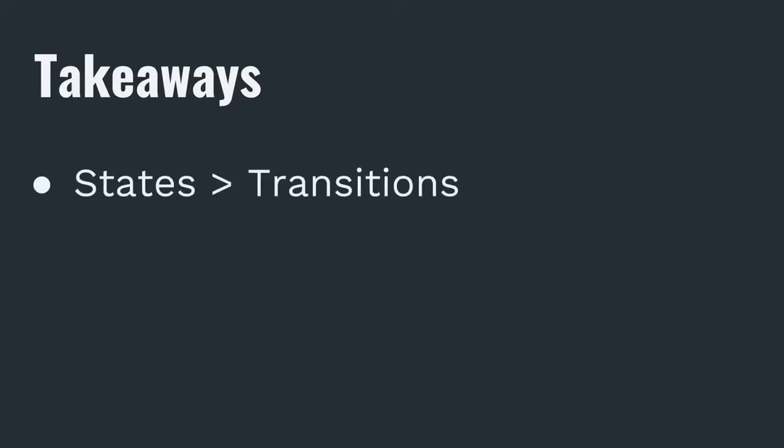Takeaways. Think about states more than transitions. So if you use Redux, for example, you usually think about the actions that mutate your state. While with state machines, you think about all the different states that your reducers can give you. So you have more control. And then you connect them with transitions.